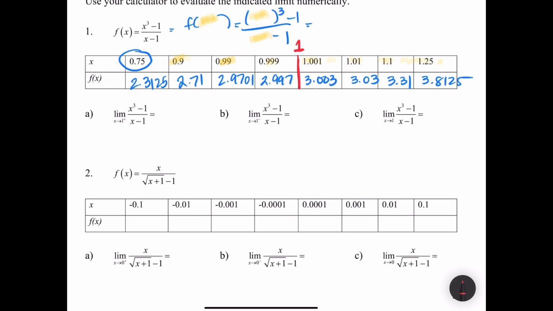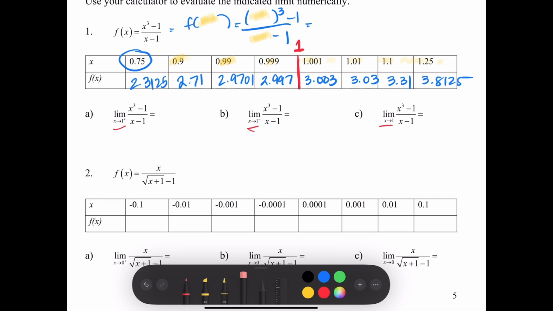And I know that I'm on the right track because it's asking me to evaluate the limit as x approaches 1 from the left and from the right. So as I approach 1 from the left, I'm getting really close to what looks like 2.997, which is like 3. And if I look from the right side, I'm a little bit bigger than 3. So I can make the generalization that between 2.997 and 3.003, I'm getting really close to the value of 3.